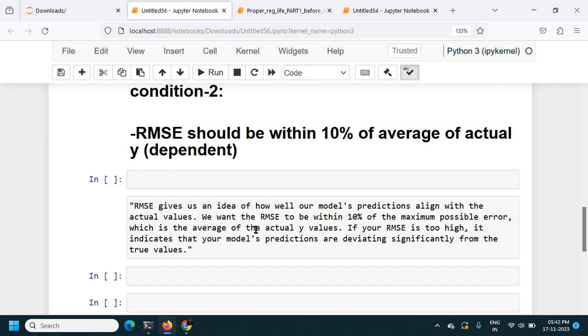RMSE is an error, we can call it an average of error. So our goal is that our model's prediction should have less error. If it has more error, it always gives more than 10% value. So that's how we validate the model. It should be within 10% of the actual maximum possible error. So that is condition 2: the RMSE should be within 10% of the average actual y.